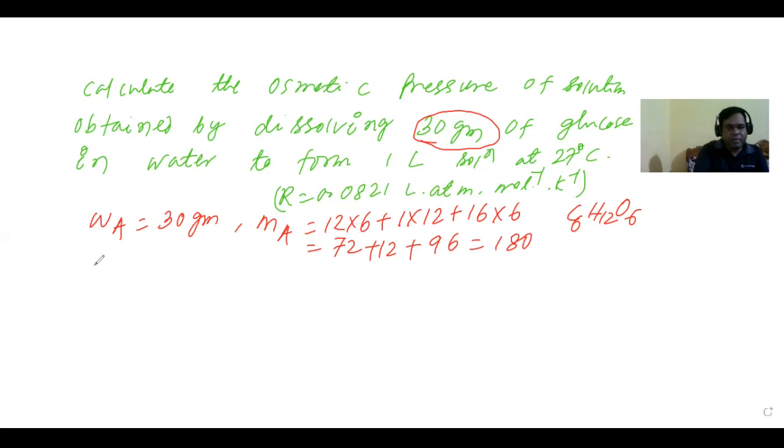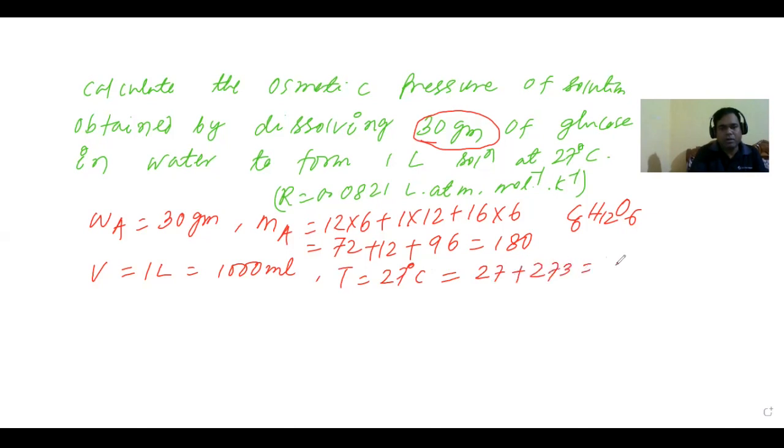Then V equal to 1 liter, or we can say 1000 ml. R also is given. Temperature is 27 degrees Celsius. You have to convert it into Kelvin scale, so you have to add 273. That is 300 Kelvin. Here i factor is 1, because glucose cannot ionize. Okay, so it is 1.